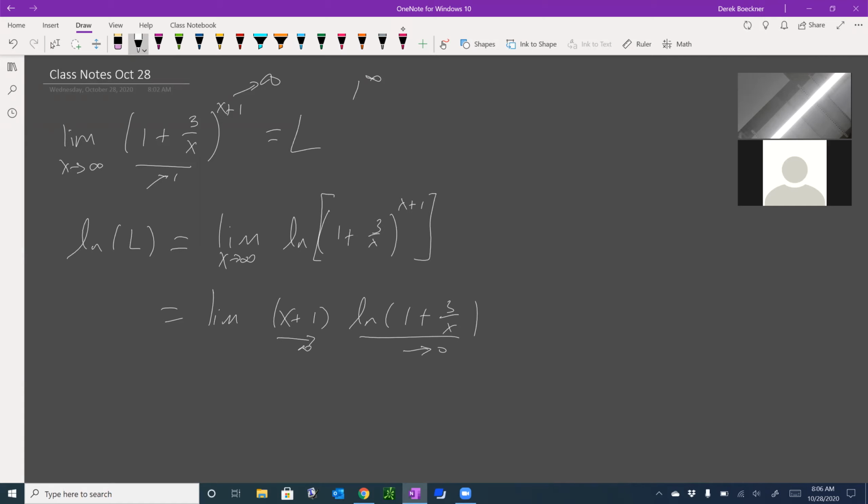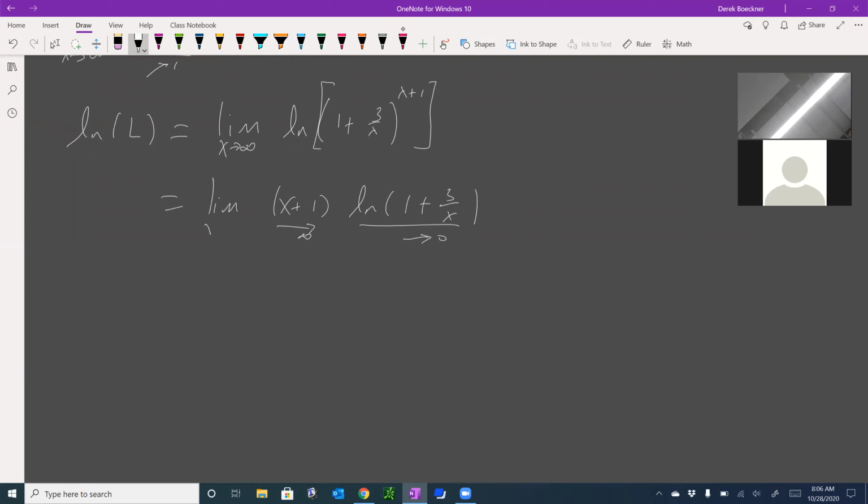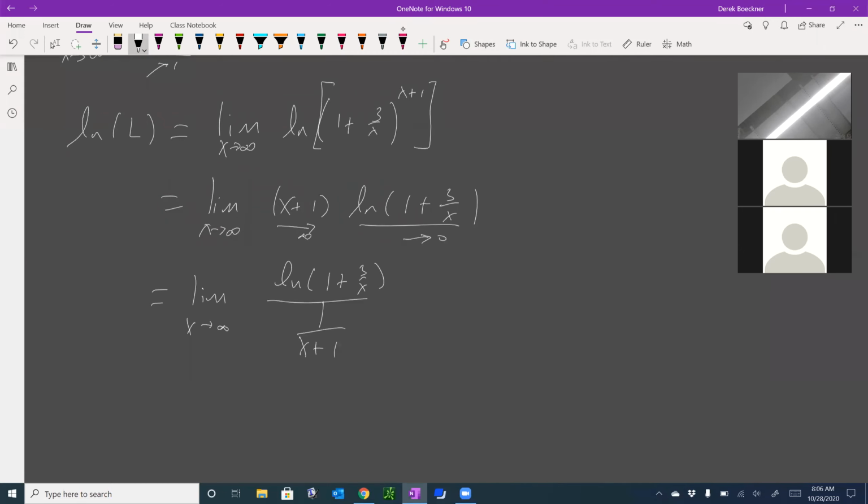So we're going to make it look like 0 over 0, because I would like to keep the natural log on top rather than in the denominator of something. So we're going to rewrite this again as the natural log of 1 plus 3 over x, over 1 over x plus 1. So far, so good? Okay, now we get to differentiate both parts by L'Hopital's rule.